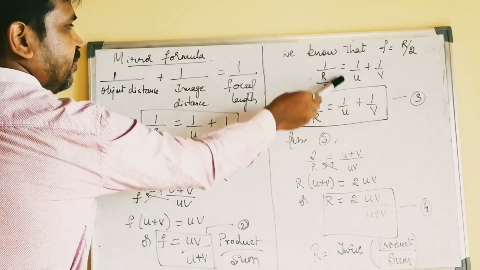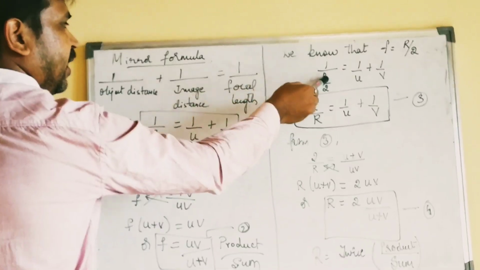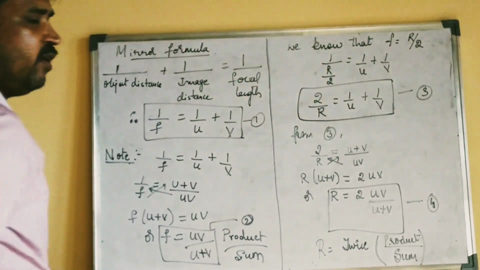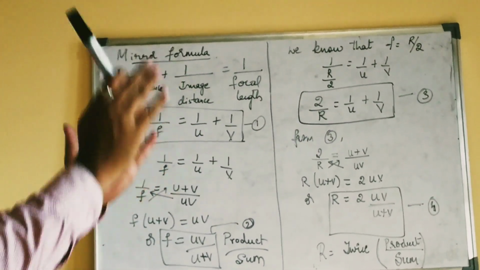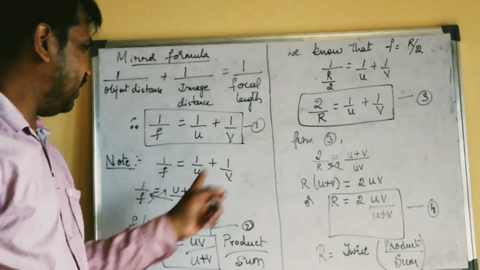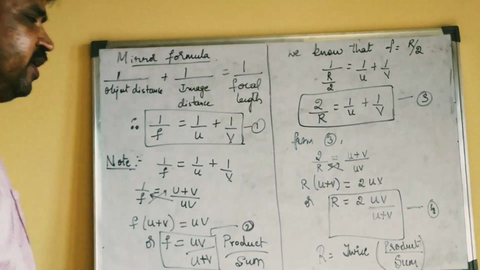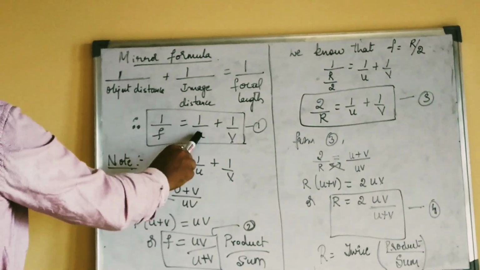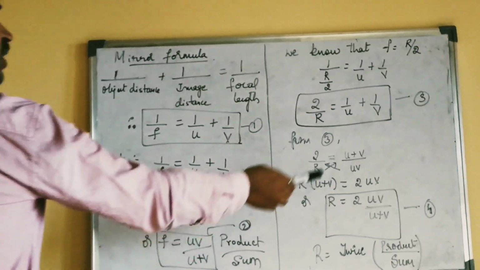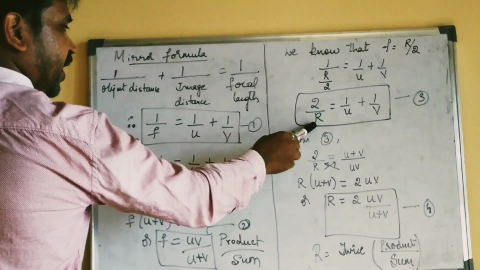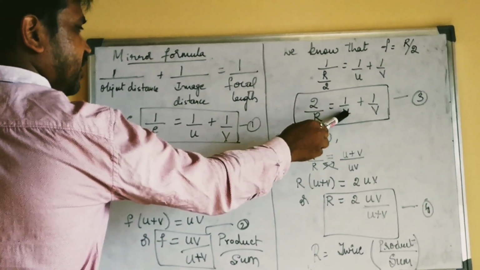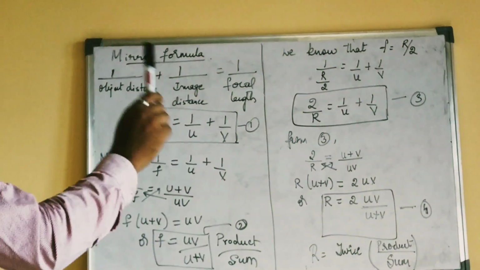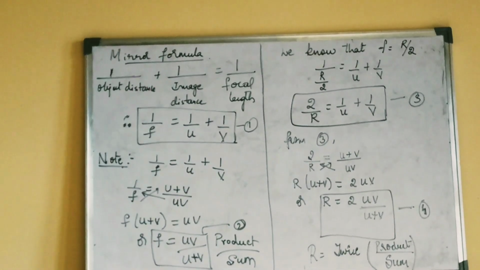Here take the reciprocal, you will get 2 in the numerator and r in the denominator. So you get 2 by r is equal to 1 by u plus 1 by v. Call this equation 3. Now you can see here equation 1 and equation 3. This formula is when focal length, object distance and image distance are given. This formula is when radius of curvature, object distance and image distance are given. So we have to use the appropriate formula seeing the data of the problem.